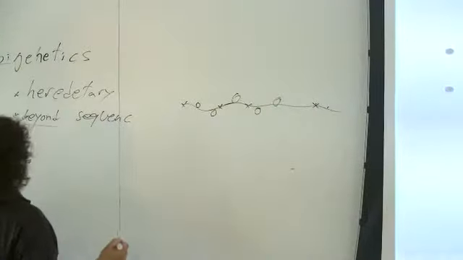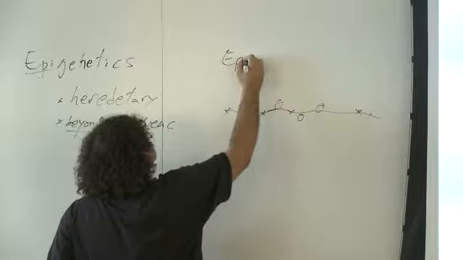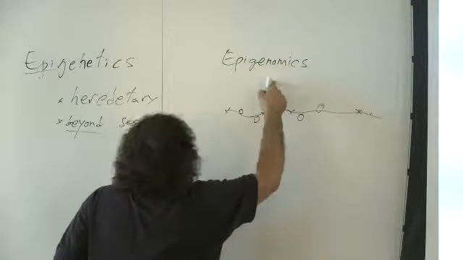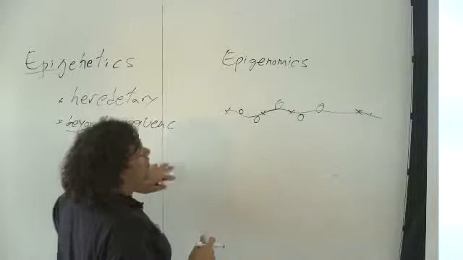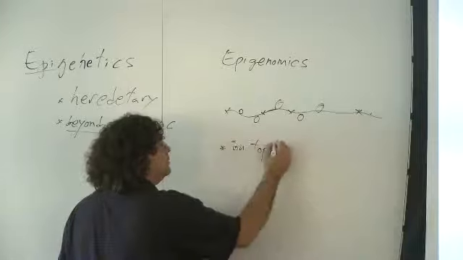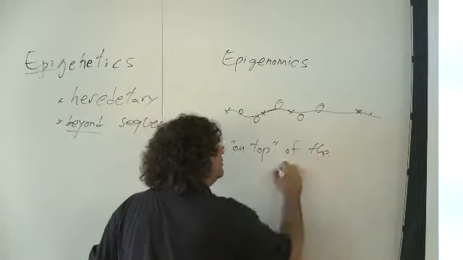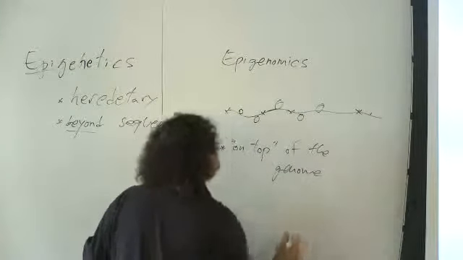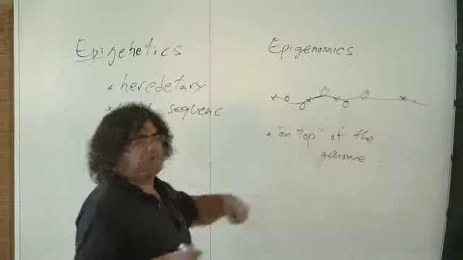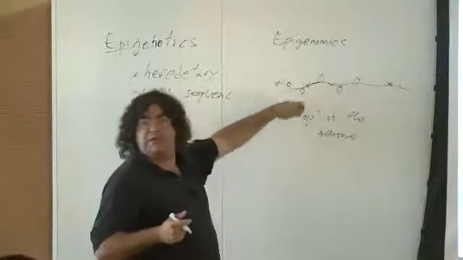So epigenomics is in a way a much simpler concept, and that is literally on top of the genome. So anything that's associated with particular locations on the genome, that could be a protein that's bound somewhere or a histone modification.